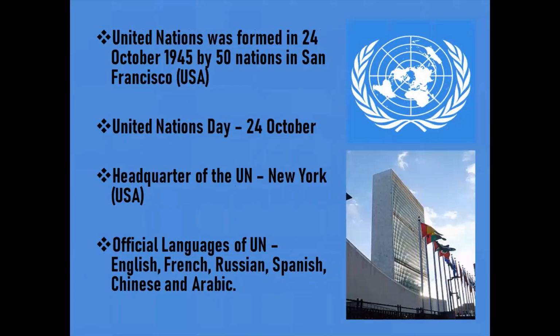After the Second World War, the United Nations was formed on 24 October 1945 by 50 nations in San Francisco, USA. 24 October every year is celebrated as the United Nations Day throughout the world. The headquarters of the United Nations is in New York. The UN has adopted six languages as its official languages. These are English, French, Russian, Spanish, Chinese, and Arabic.